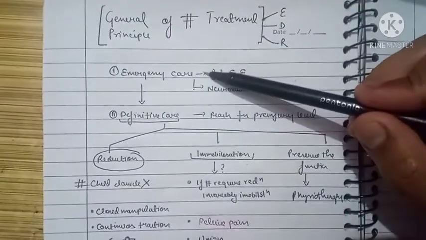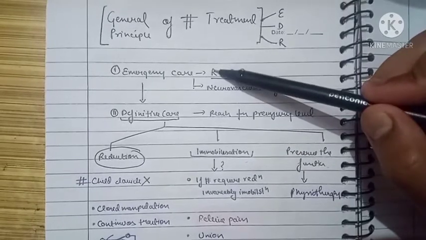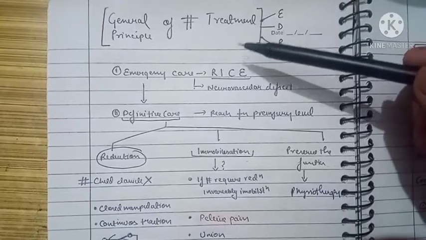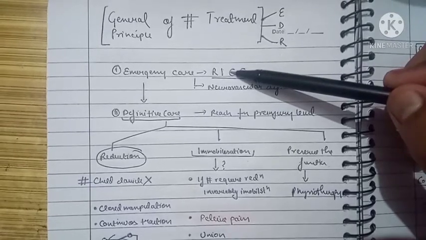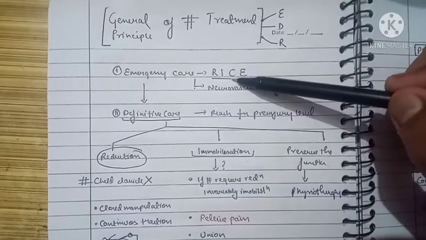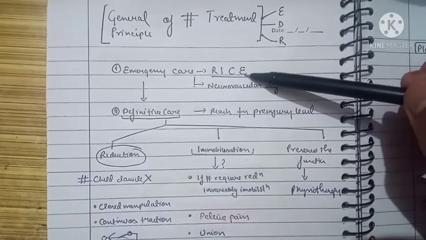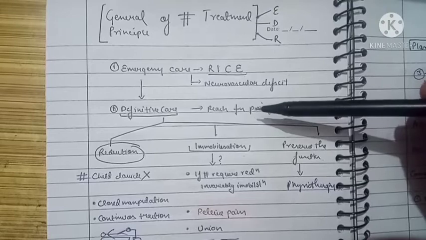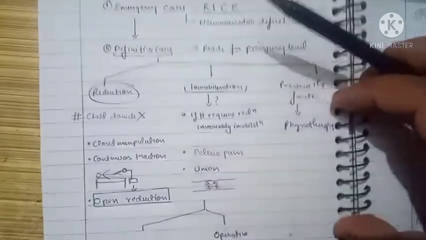Emergency care involves the mnemonic RICE. That is rest, using a splint that can be made of any material available at the point of injury. We have ice packs to reduce the swelling, compression bandages, and elevation to reduce edema. The neurovascular deficit can be checked by feeling for the distal pulses and neuronal functions.